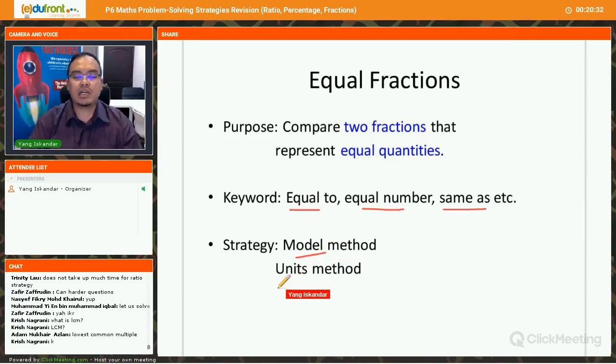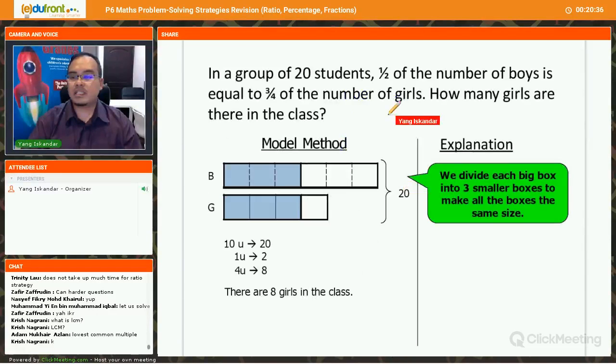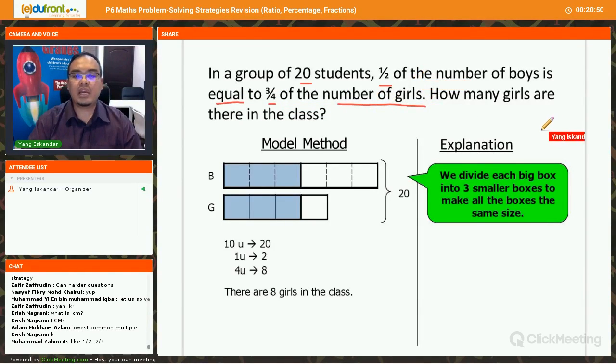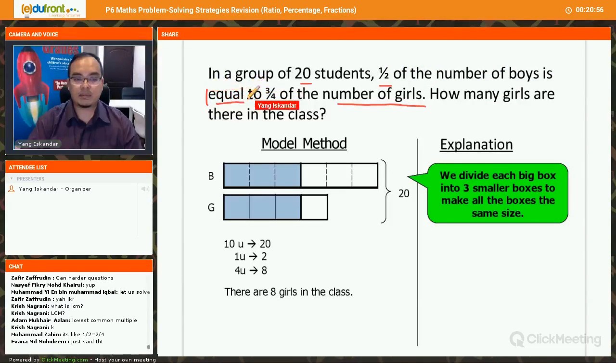What strategy can we use? The model or the units method. Now let's take a look at an example. In a group of 20 students, half of the number of boys is equal to 3/4 of the number of girls. Now we have to be very careful here. Take note that half the number of boys is equal to 3/4 of the girls.